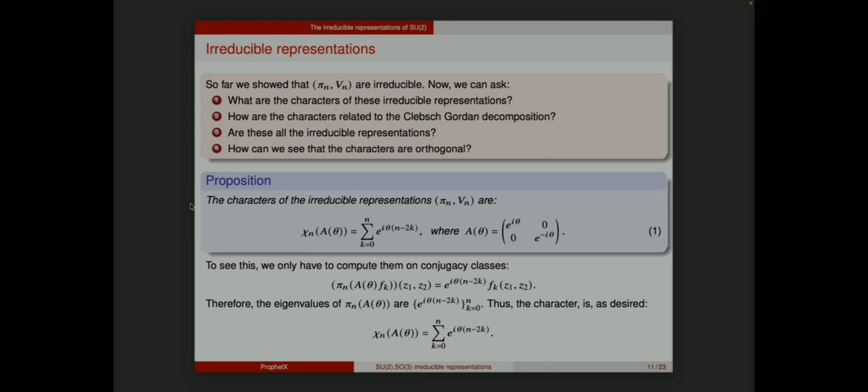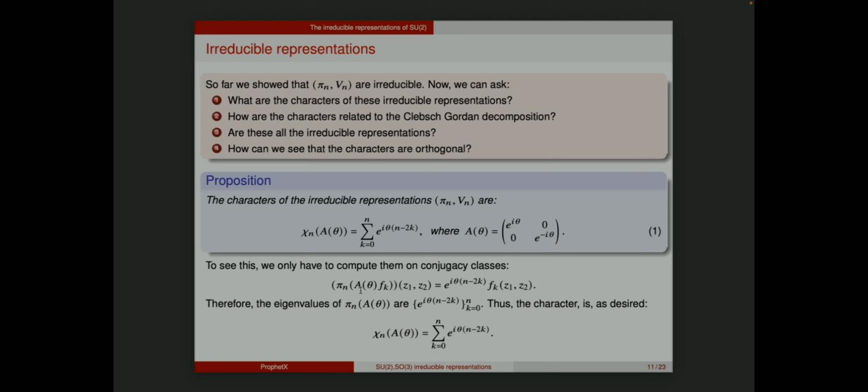So here's the proposition. I claim that the characters of the irreducible representations take the following form, where this A_theta is basically the diagonal matrix which parameterizes a conjugacy class, and in particular, since characters are class functions, it's enough to compute the characters on the conjugacy classes. That's why we computed the conjugacy classes in the first place. So we have to compute the characters on the conjugacy classes.